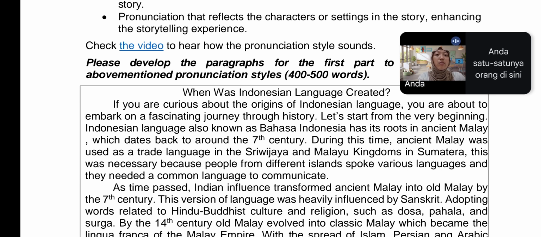The Indonesian language, also known as Bahasa Indonesia, has its roots in ancient Malay, which dates back to around the 7th century. During this time, ancient Malay was used as a trade language in the Sriwijaya and Malayu kingdoms in Sumatra. This was necessary because people from different islands spoke various languages, and they needed a common language to communicate.